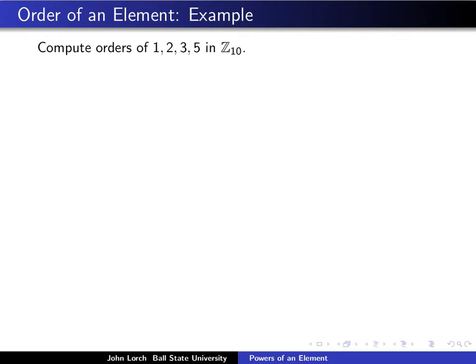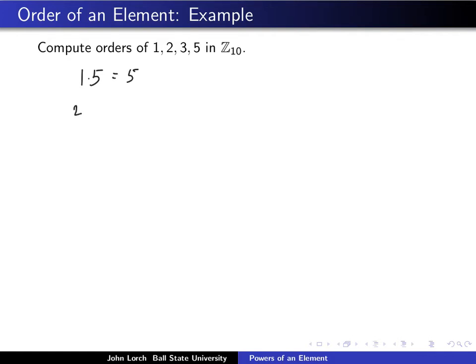Okay, once again, we're going to compute orders of some elements in a group. This time, however, we're going to be working in Z10, which is an additive group. So to compute the order of an element in an additive group, I'm looking for the smallest multiple of the element that gives me the identity. So for instance, let's start with 5. If I take 1 times 5, I get 5.